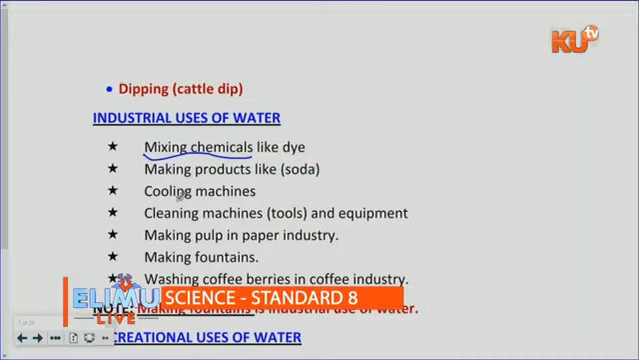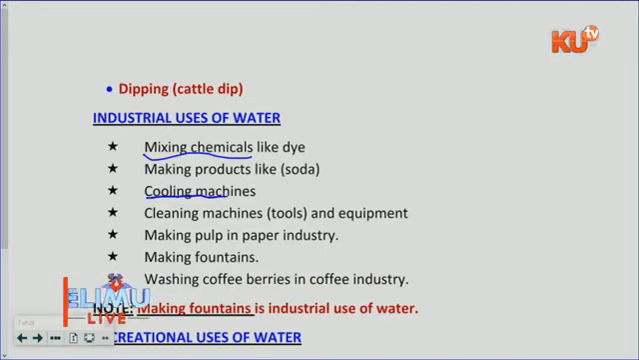Water, these machines are running. And we can even look at a vehicle. When a vehicle has traveled a longer distance, the engine heats up. Even the machines in industries, when they run for a long period of time, the engine heats up because of friction. And because of this friction, it produces heat. So we use this water to cool machines in industries.